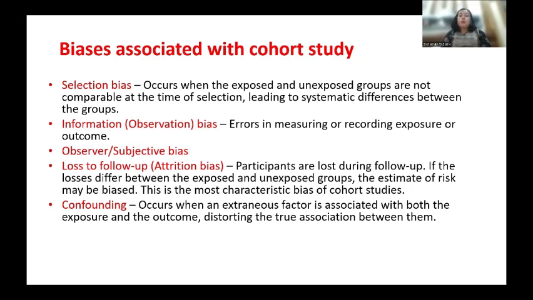The most important bias specific for a cohort study is loss to follow-up or attrition bias, because we are seeing the result after some time. So in that meanwhile period, it might happen that these participants are lost to follow-up. At the last, you can talk about confounding, where some extraneous factors are associated with both the exposure and the outcome, distorting the true association between them.